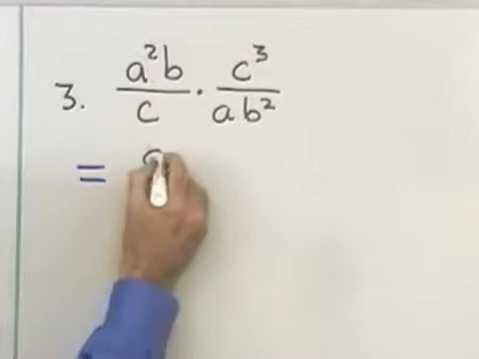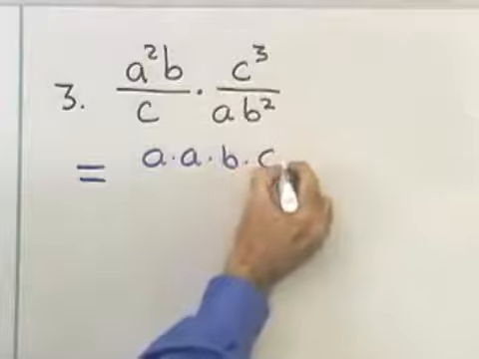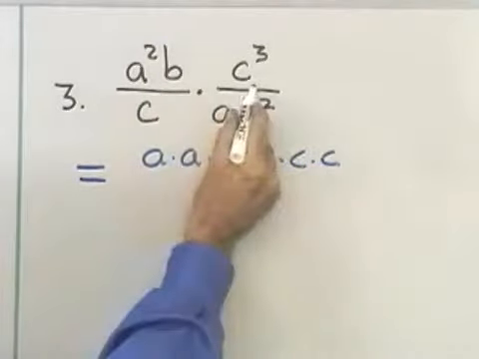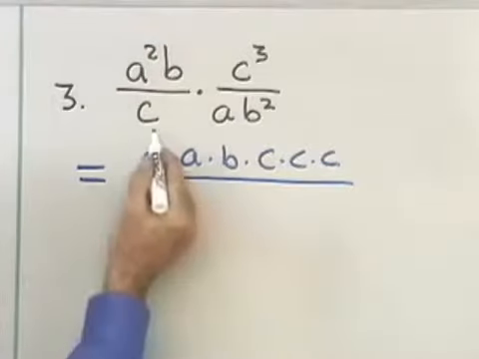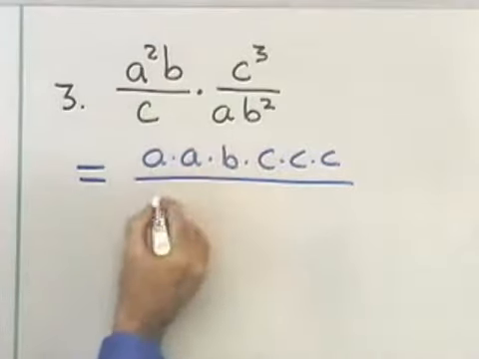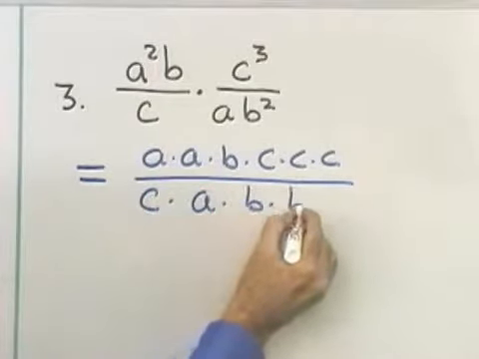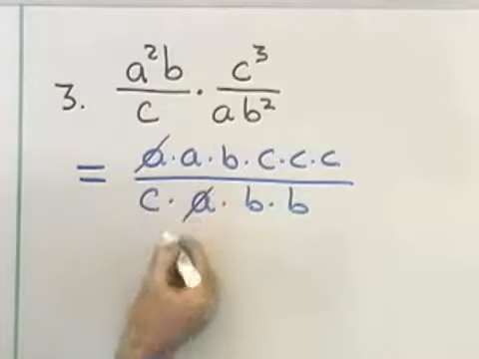Let's write this as a times b times c times c times c. So I've done 2 steps at once here. I've multiplied the numerators and I've factored them, or written them in factored form at the same time. This denominator times this in factored form will be c times a times b times b. Now let's divide out common factors. The a's divide out.